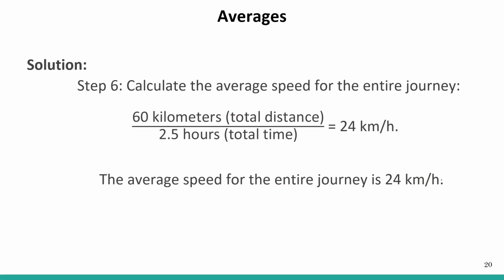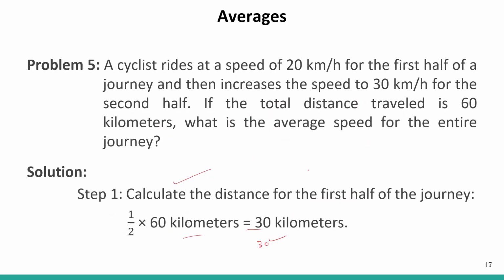Now calculate the average speed for the entire journey. 60 km by 2.5 hours is equal to 24 km per hour. So this will be the average speed at which, if one completes the journey, he will be covering 60 kilometers in 2.5 hours, completing the first half at the speed of 20 km per hour and the second half at 30 km per hour.